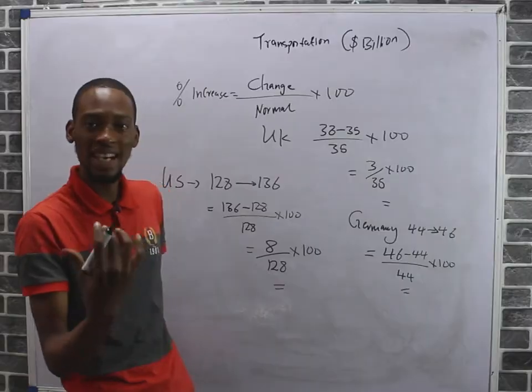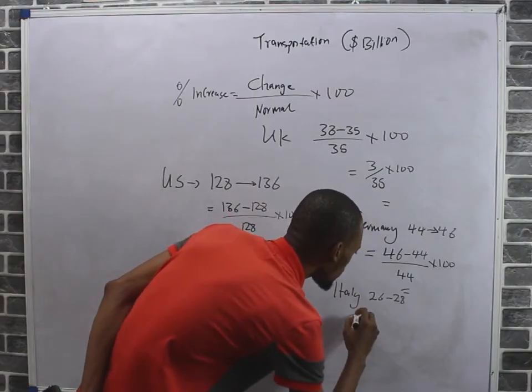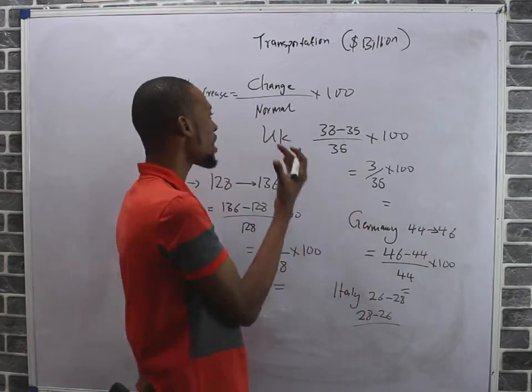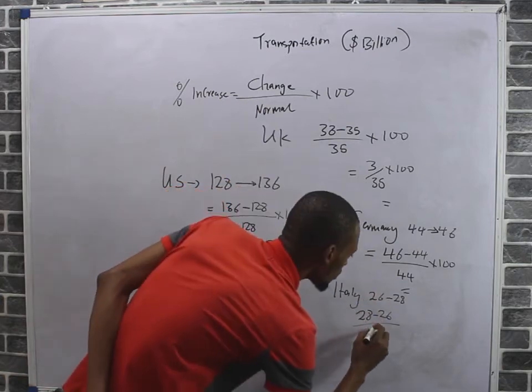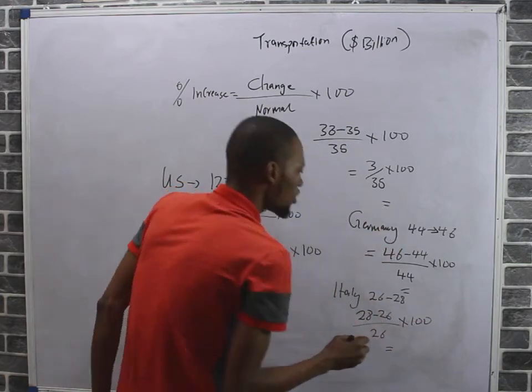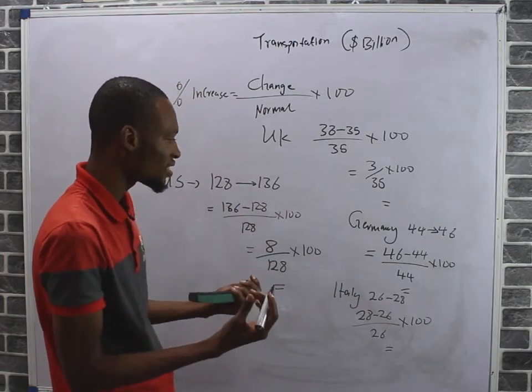And for the last country on the list, Italy, from 26 to 28. So Italy from 26 to 28 billion. So the change is 28 minus 26 over the normal price or the normal spending or how it was, which is 26 times 100. So all these are the formula for percentage increase.